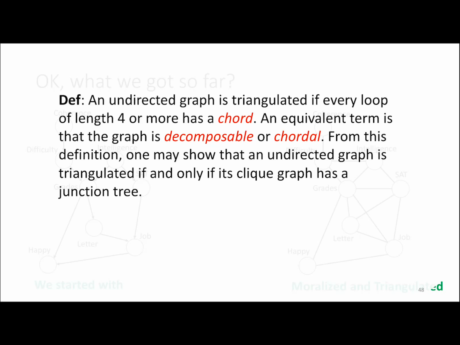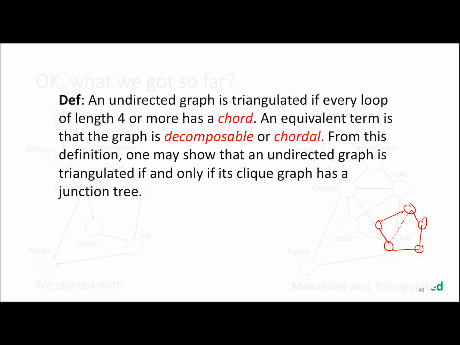So what do I mean by chord? If I have a graph which looks like this, this one has a length of 5. This is a loop with a length of 5. A chord is basically a connection between non-adjacent nodes. So this one doesn't have a chord, but when I connect them with this, there is a chord. This is called a chord. This procedure is called triangulation, and the resulting graph is called chordal.